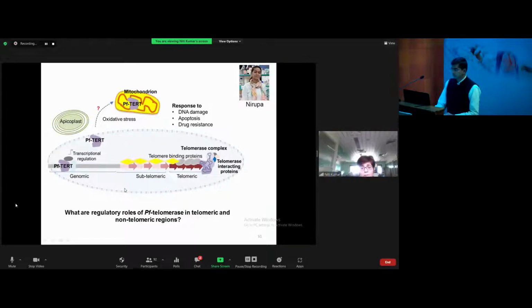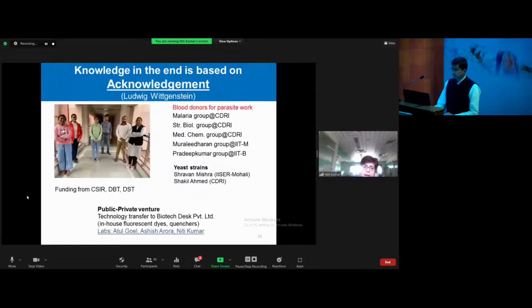So the experiments we are planning to do, Nirupa is raising antibodies against different domains of the parasite telomerase, so that we can check the localization and use it for ChIP to understand the regulatory roles of telomerase in telomeric and non-telomeric regions. And also she's trying to establish the telomerase assay, so that we can screen for compounds which can inhibit or which can disturb the telomere dynamics. And this brings me to the end of the presentation.